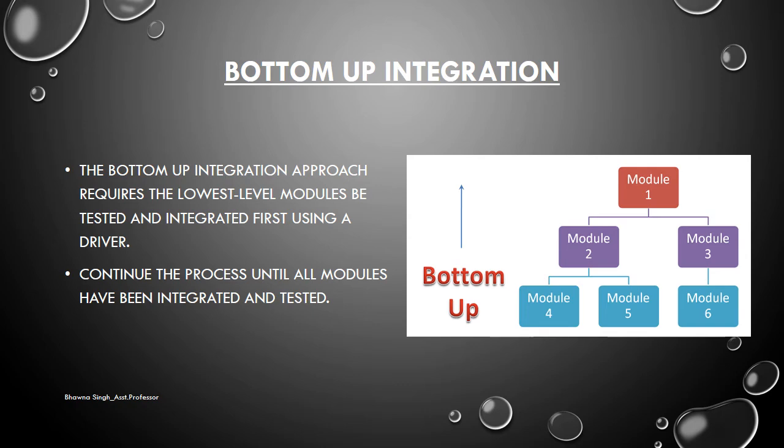The second type is bottom up integration. The bottom up integration approach requires the lowest level module be tested and integrated first using a driver. It continues the process until all modules have been integrated and tested. In the bottom up approach, we test the small modules first, then we integrate these modules and then test the higher level modules until the successful completion of the testing of all the modules. In this, the critical modules are tested at last, so it may sometimes cause a defect, and we are adding the modules from bottom to the top and checking the data flow in the same order.